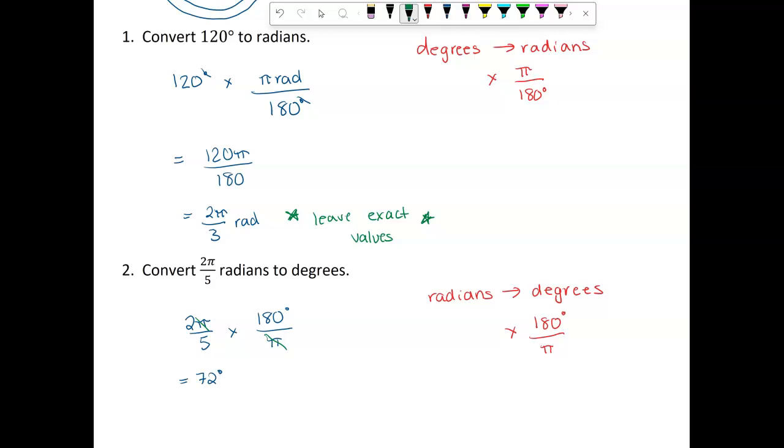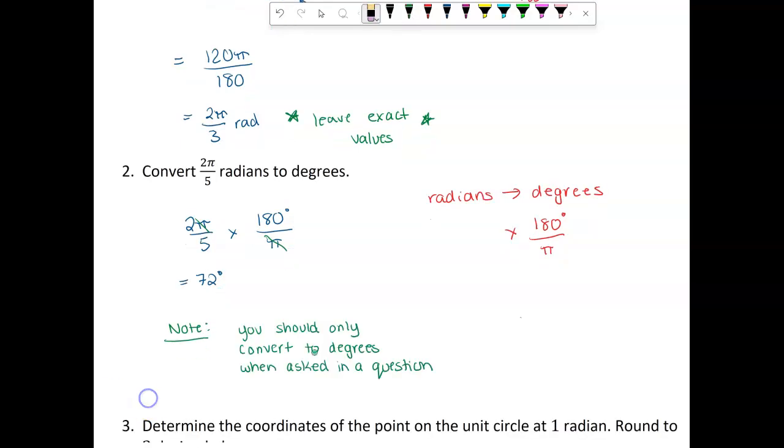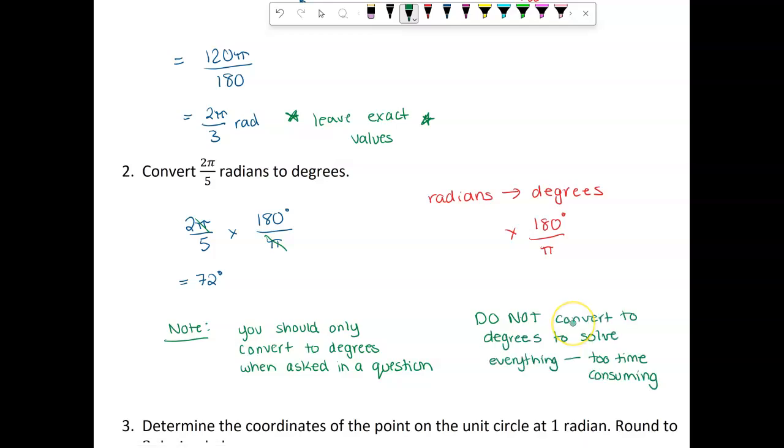But in this unit, please don't convert all radian measures to degrees in order to do the calculations. We're only going to do that when the questions ask you for it. So only convert to degrees when a question asks you to. Do not convert to degrees to solve everything. It'll just become too time consuming.